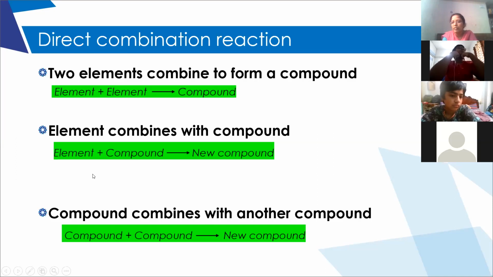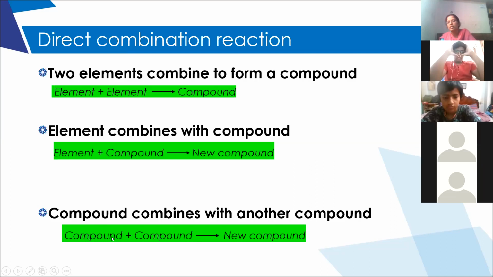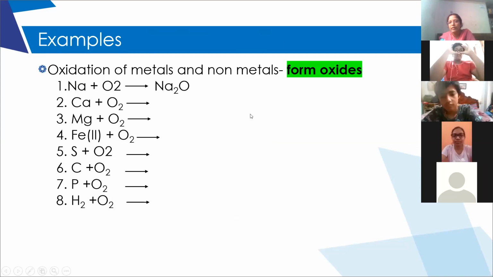carbon monoxide reacts with oxygen to give carbon dioxide. Sulfur dioxide reacts with oxygen to give sulfur trioxide. Mostly the oxidation reactions. Whereas 2 compounds combine to form a new compound. Even these examples we have discussed. You all have told calcium oxide plus CO2, carbon dioxide, we will get calcium carbonate, right?